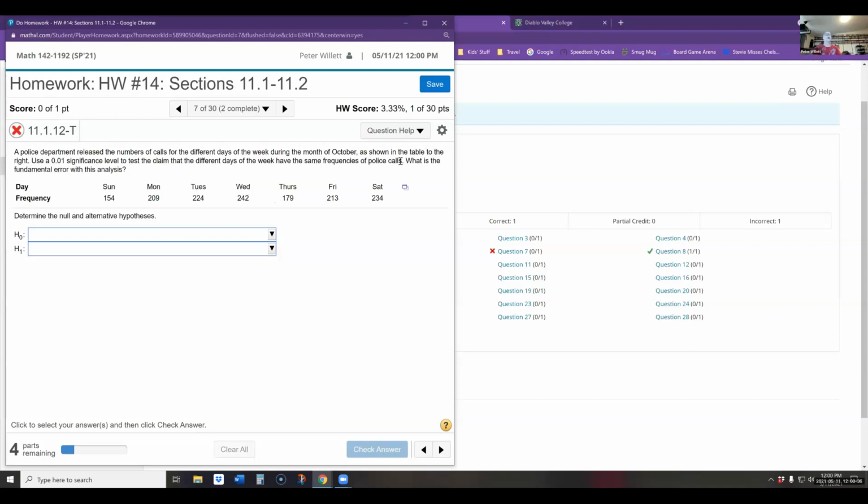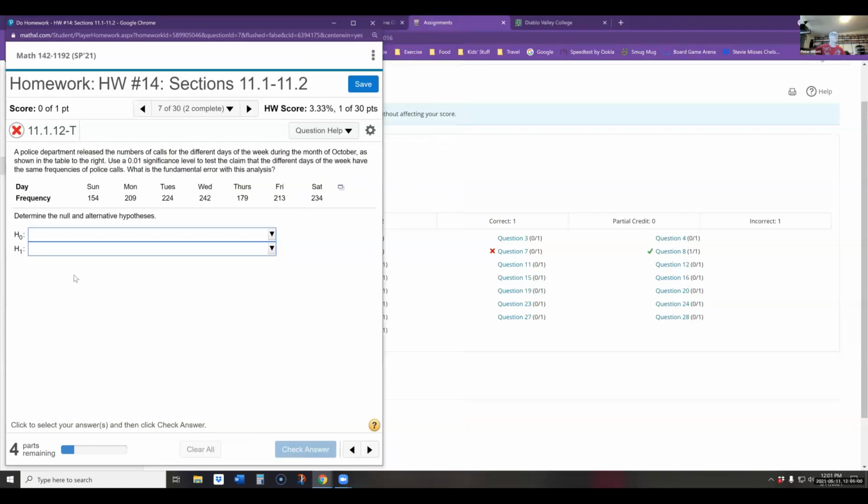So if you take a bunch of calls from the month of October and you just show how many occurred on each day here, then we could test the claim that they're equally likely to occur on one day versus the other. So before we do any crunching in StatCrunch or anything like that, we can look at how to set up the null and alternative hypotheses.